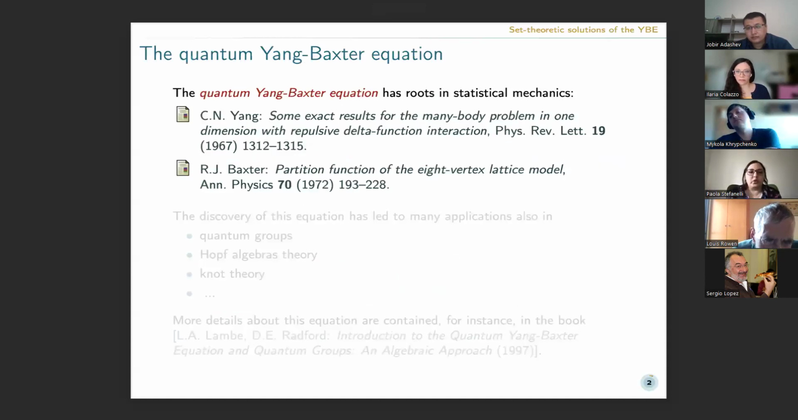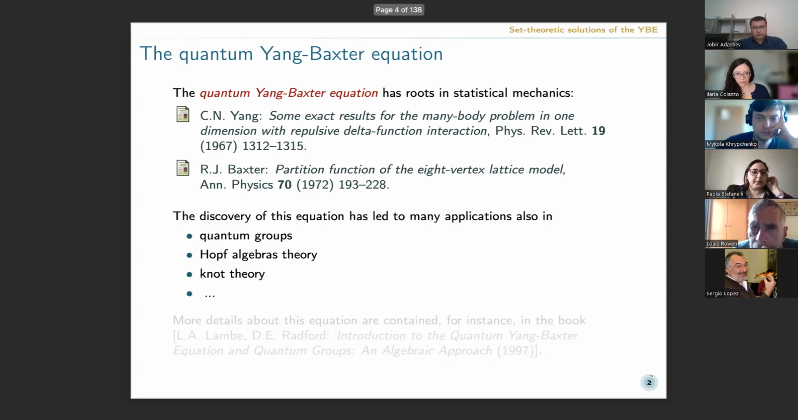I would like to introduce something about the quantum Yang-Baxter equation. At first, the quantum Yang-Baxter equation has roots in statistical mechanics. In particular, it arose from two independent works by Yang and Baxter, the first one in 1967, the other in 1972. The discovery of this equation has led to many applications in different topics.